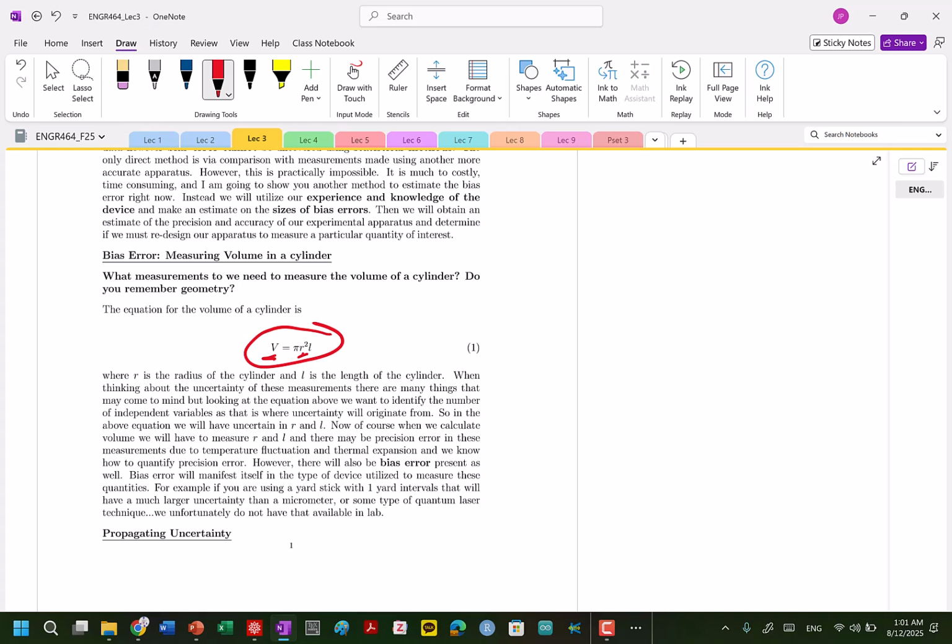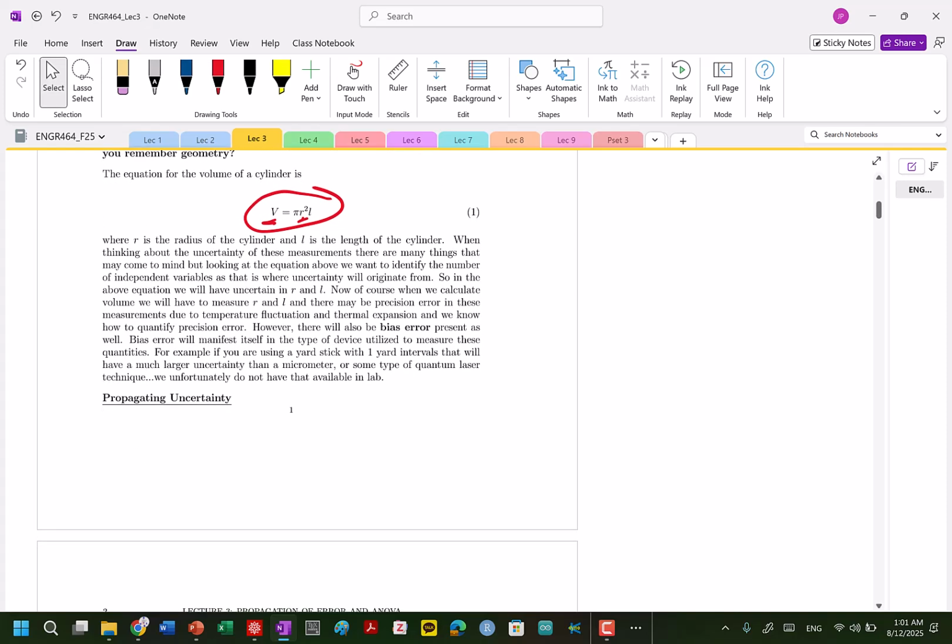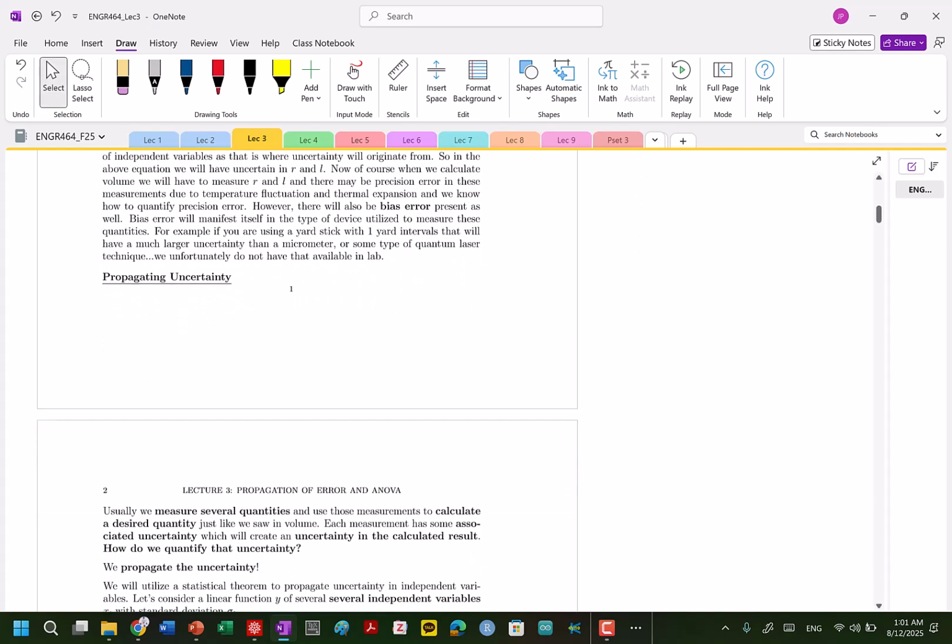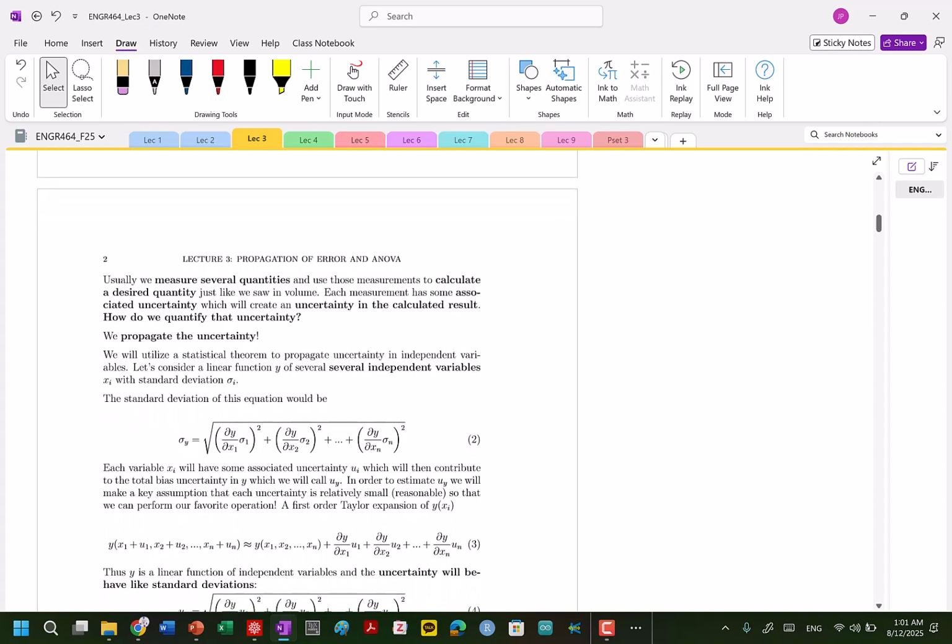And how do I propagate these errors? How do I look at and determine the total uncertainty of that measurement? Because there's going to be some uncertainty associated with both those measurements. And depending on if I'm using the same tool or a different tool, I have to build that into my analysis. So let's go ahead and figure out how we actually do that. Well, we're going to propagate that uncertainty.